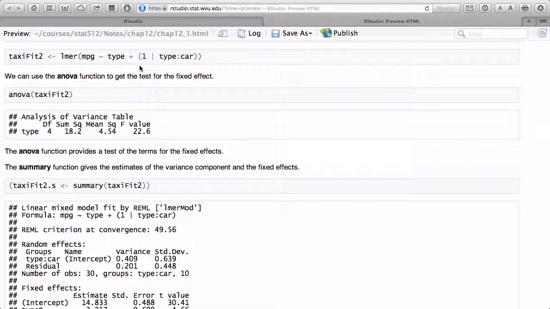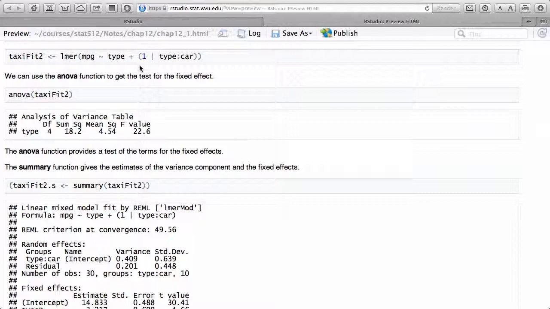It turns out that this lets us partition the model such that we can test for the fixed effects as well as get the variance component estimates directly. In this case, I call the fit taxi fit 2, and that's based upon this more complex model. If I apply the ANOVA to that, notice that it correctly gives you the F-test for the fixed effect, or that main hypothesis.